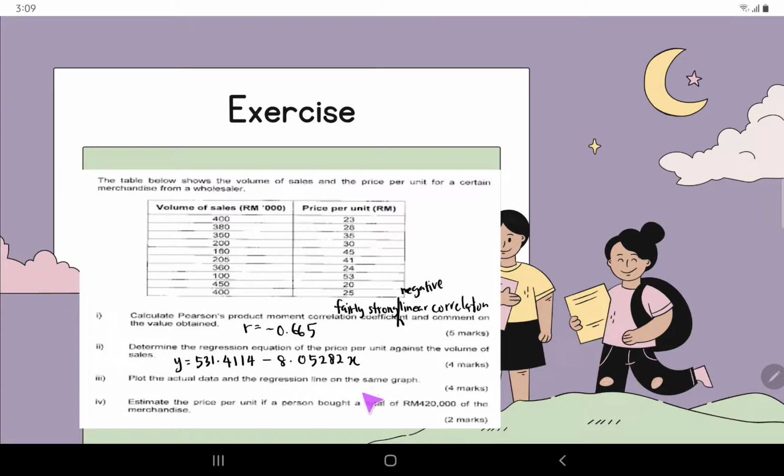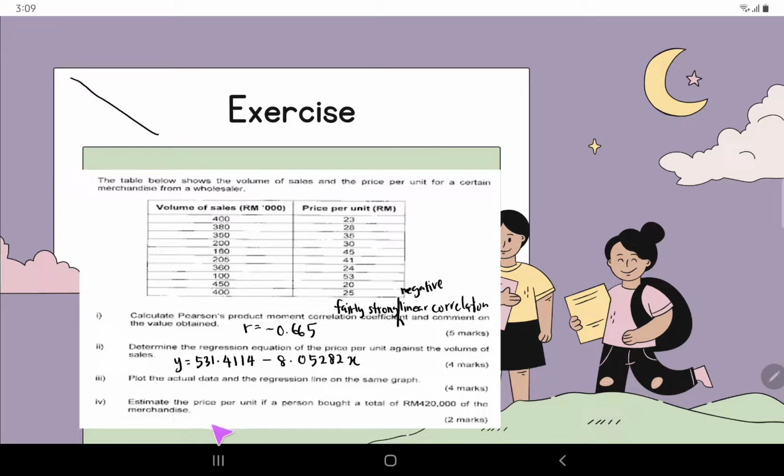Question 3, plot the actual data and the regression line on the same graph. So maksudnya dalam graph you all kena buat scatter plot using this data, and then dekat dalam scatter plot mesti ada regression line dekat dalam graph yang sama. Macam yang saya lukis tadi, ada satu straight line. Straight line tu adalah equation for this straight line lah. Y-intercept mesti dekat sini. And then slope dia negatif, so straight line dia macam ni, ke bawah negatif slope.